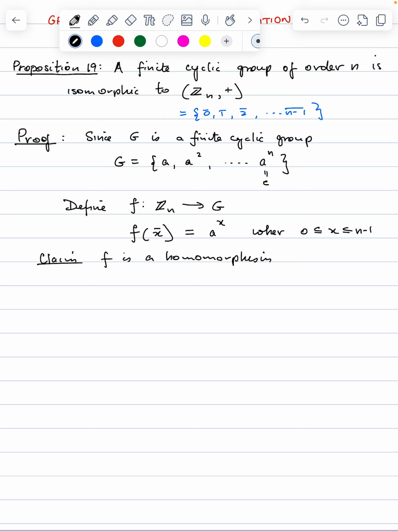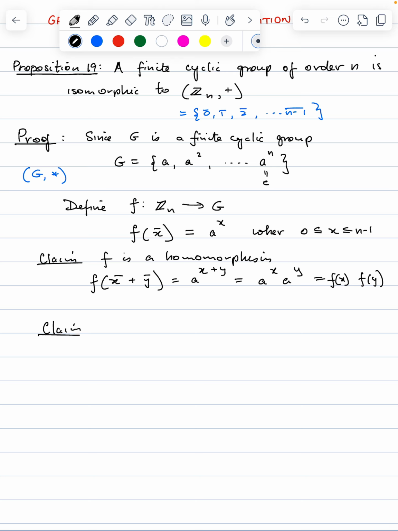So what do we need to show that f is a homomorphism? We have to start with f of x bar plus y bar and end up with f of x star f of y, whatever the operation of G is, right? G has some operation, G star. So f of x plus y is equal to a to the x plus y. That's how it's defined, which is a to the x star a to the y, and that is just f of x star f of y. So that establishes that f is a homomorphism.